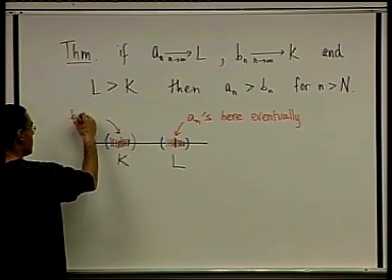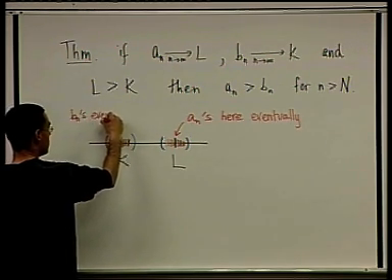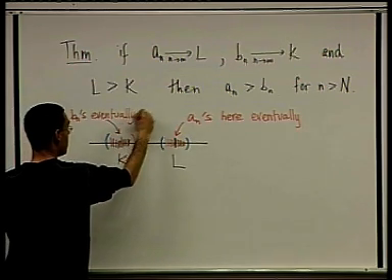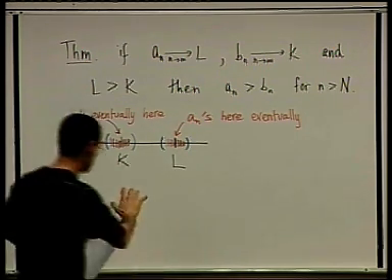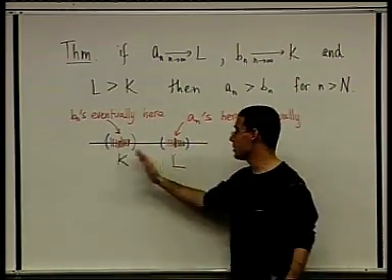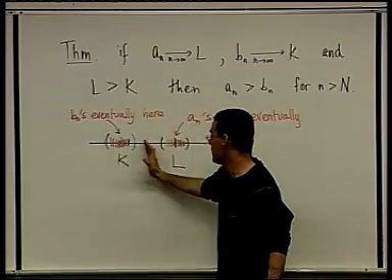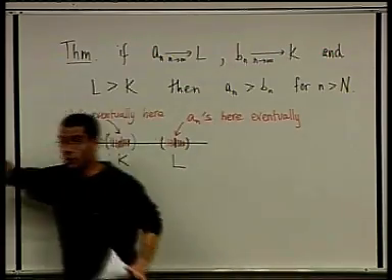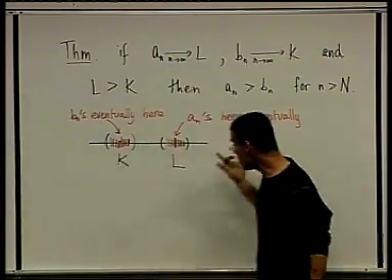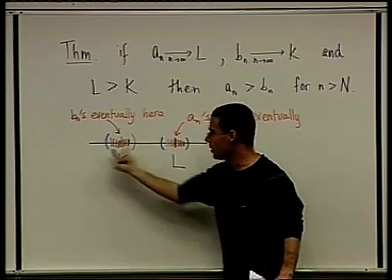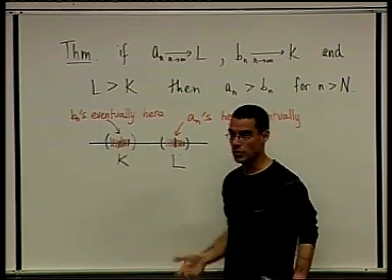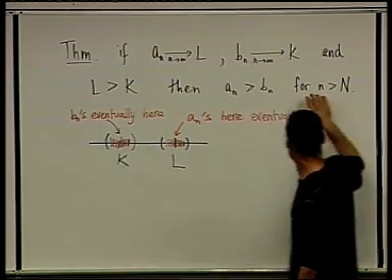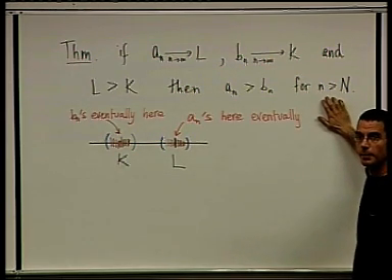So the b_n's eventually here. This eventually means that maybe the first 17,000 of them, there's an a_n here, and an a_n here, and a b_n here, and another one here, and maybe one all the way down there. But eventually, the a_n's concentrate here, and the b_n's concentrate here. L is greater than K. Eventually, the a_n's are all going to be bigger than the b_n's. This eventually is what I mean by for n greater than some fixed N.